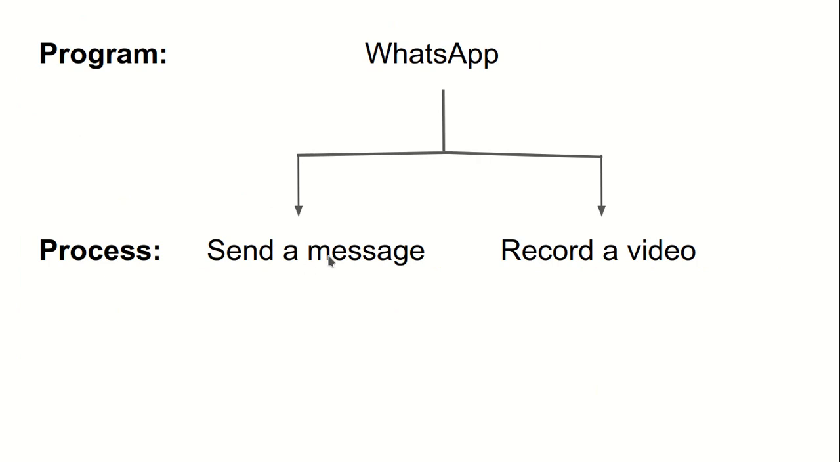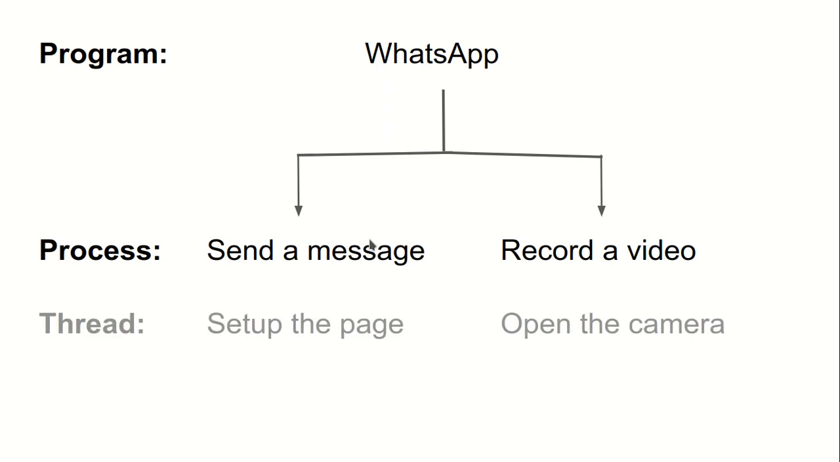If you want to send a message, you will simply open the WhatsApp messenger, or record a video. But the thread will set up the page. So to send a message, it will first set up the page, or to record a video, it will first open the camera. So these are the things that will help to execute this process, or the thread will help to execute a process. So for a message, the page will be set first of all, and to record a video, the camera will be opened first.